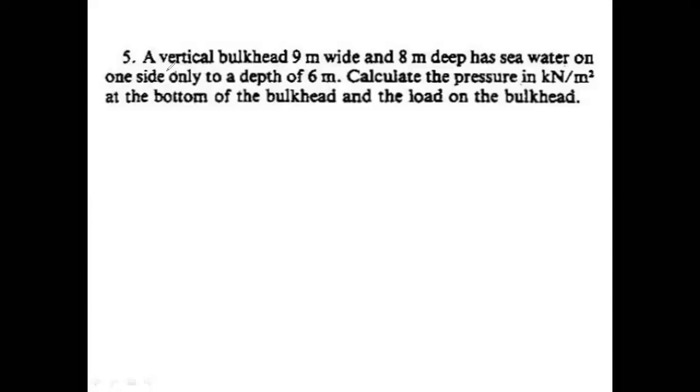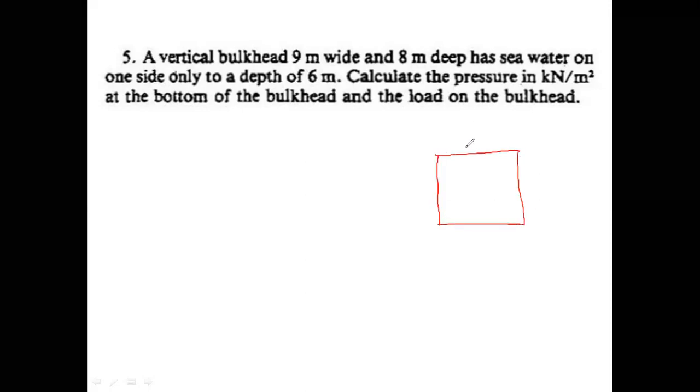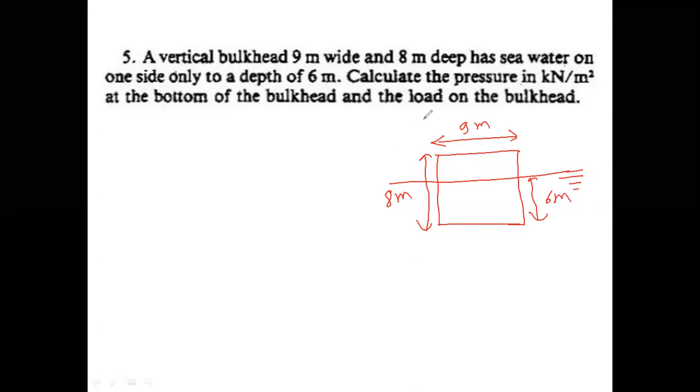The question is like this: a vertical bulkhead 9 meter wide and 8 meter deep has sea water on one side only to a depth of 6 meter. To a depth of 6 meter, it means approximately somewhere here. So this is the 6 meter. Calculate the pressure in kilonewton per meter square at the bottom.